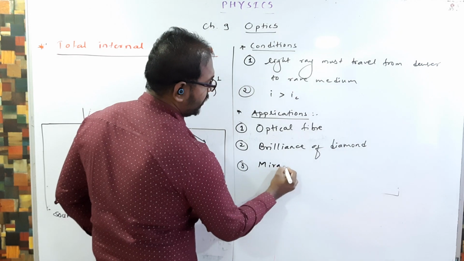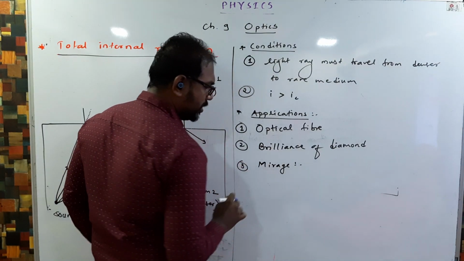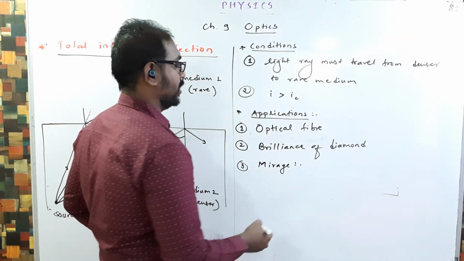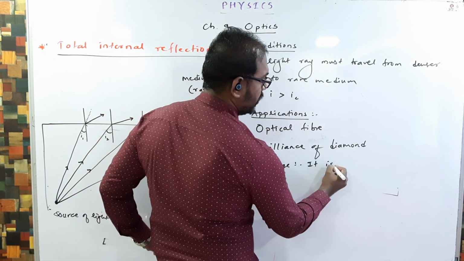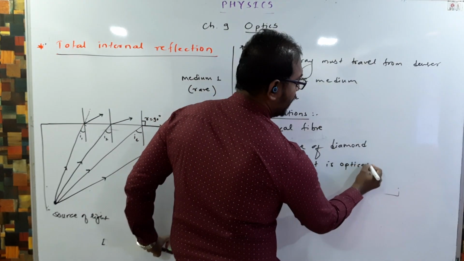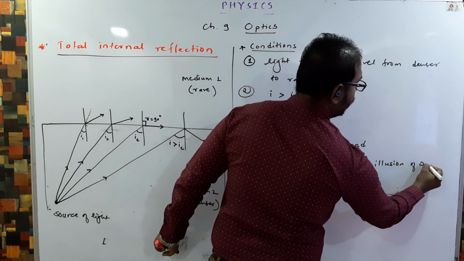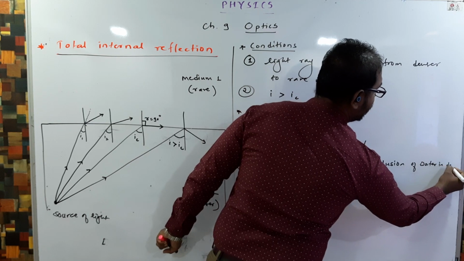Now next one is mirage. Now what is mirage? Mirage is an optical illusion of water. It is an optical illusion of water in desert.